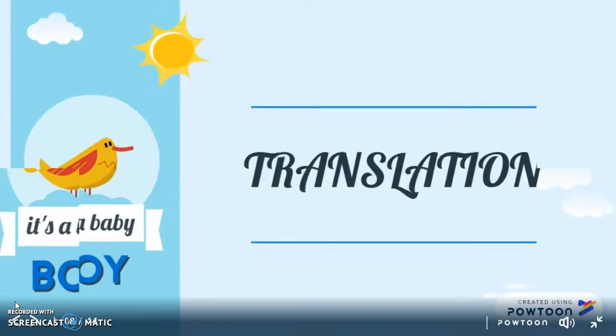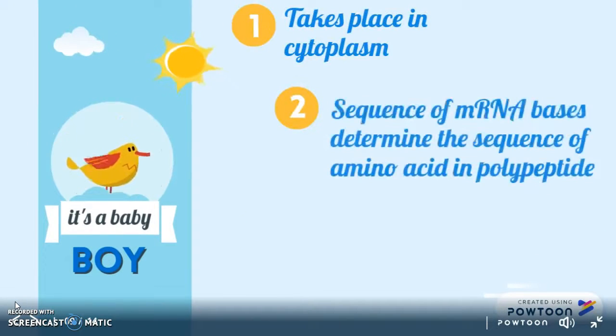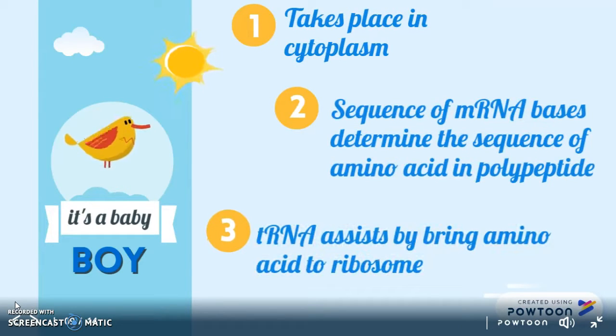Translation. Translation takes place in the cytoplasm. The sequence of messenger RNA bases determines the sequence of amino acids in the polypeptide. Transfer RNA assists by bringing amino acids to the ribosome.